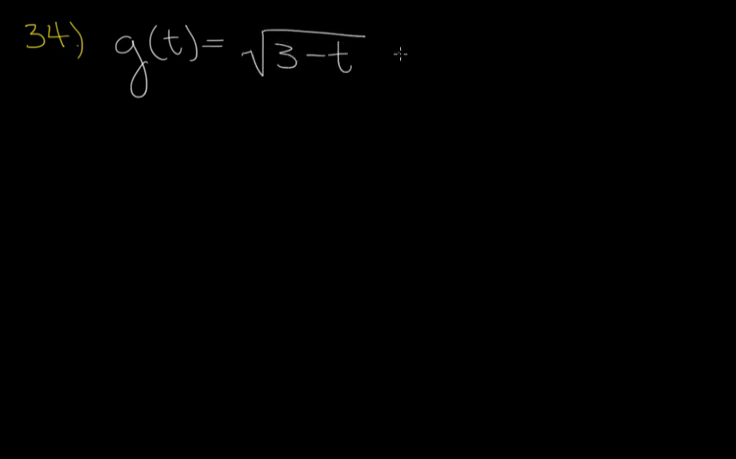34. Little g of t is equal to square root of 3 minus t minus square root of 2 plus t.